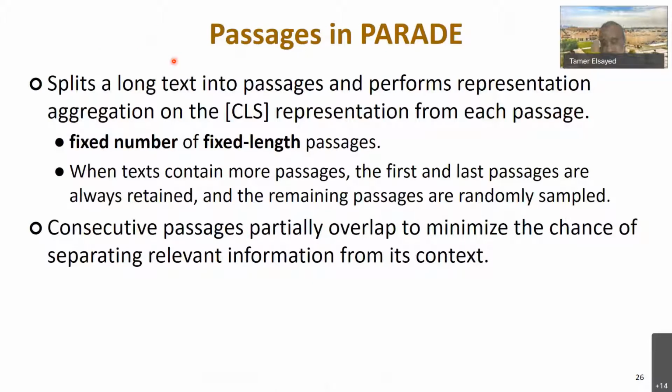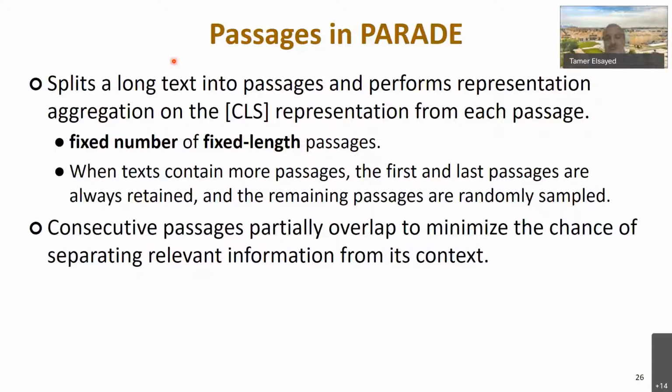Now, this is of course the high-level overview of PARADE. How do we split the passages? PARADE splits the long text into passages and then does the aggregation on the CLS. The passages are a fixed number of fixed length. For example, it takes 30 passages only, maximum, and with fixed length. What if the document has fewer than 30 passages? There will be padding. We'll add dummy zeros to represent the passages that don't exist.